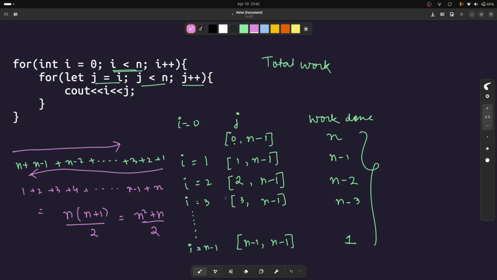What do you do? You put this inside big O notation. How? Ignore lower order terms, ignore constants, and put whatever is left inside big O notation. And this is the answer. That is it. Moving to the next problem now.